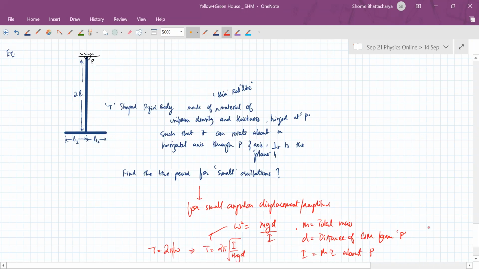So basically, what we have to do here is we have to use our knowledge of center of mass to find out d, and we have to use our knowledge of rotational mechanics to find out the moment of inertia, and then substitute in the formula.